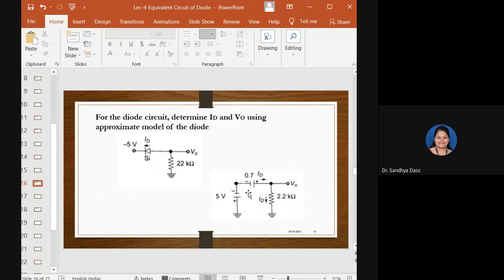Plus 5 minus 0.7 plus ID into R will be equal to 0. So from that equation, you can find ID. Are you getting 1.95 milliamps? Please do it. Without doing, you will not get it.